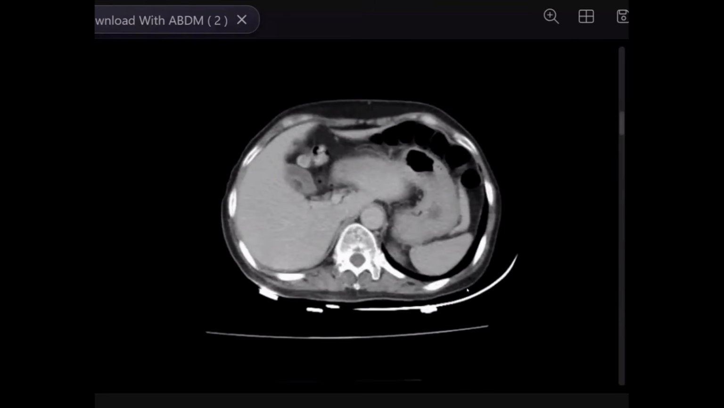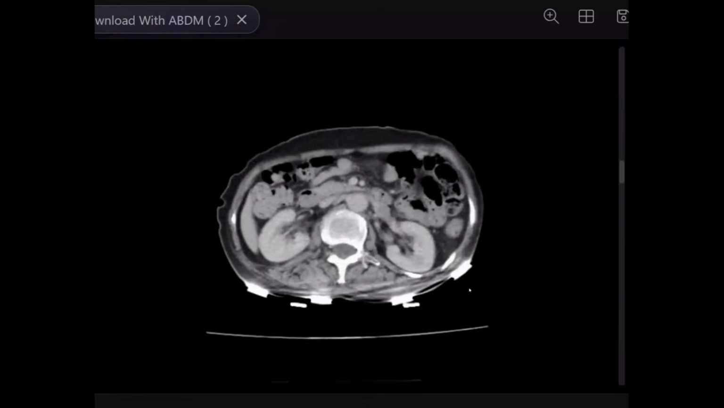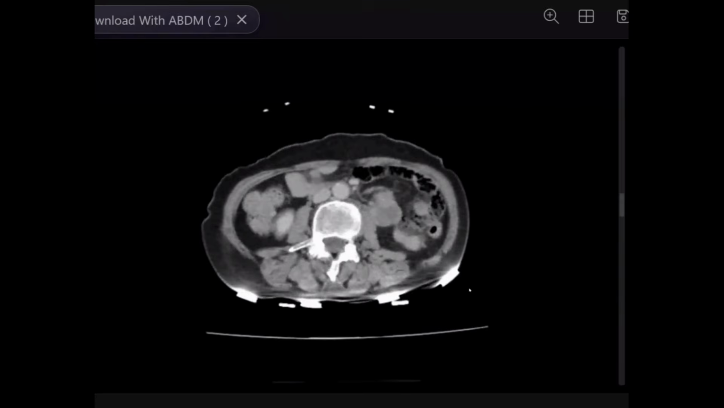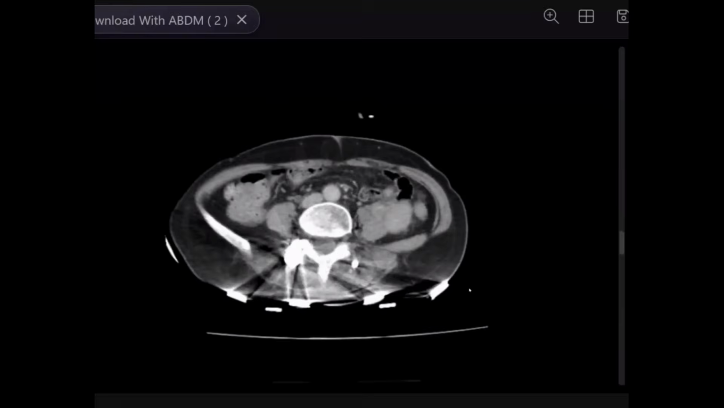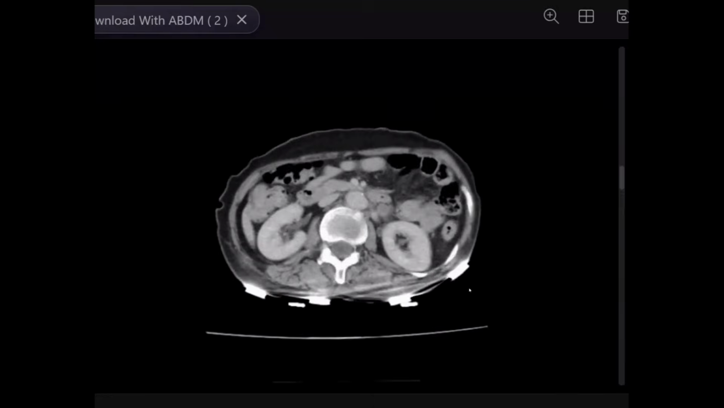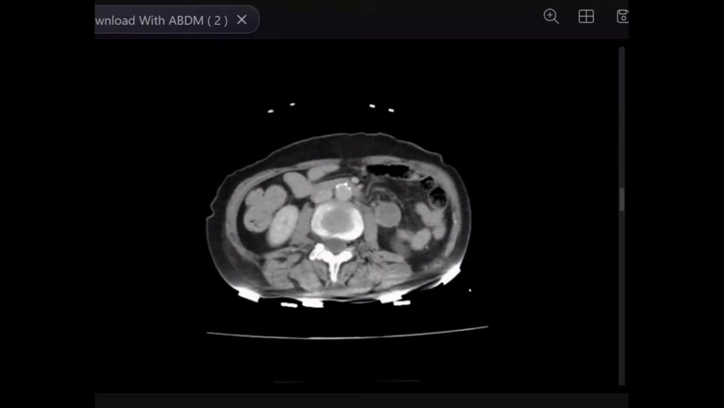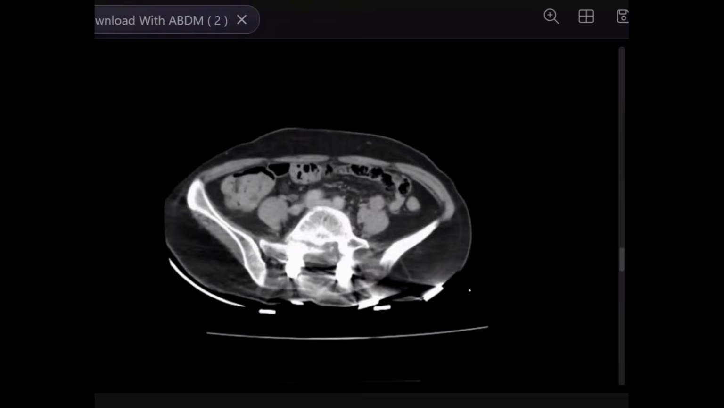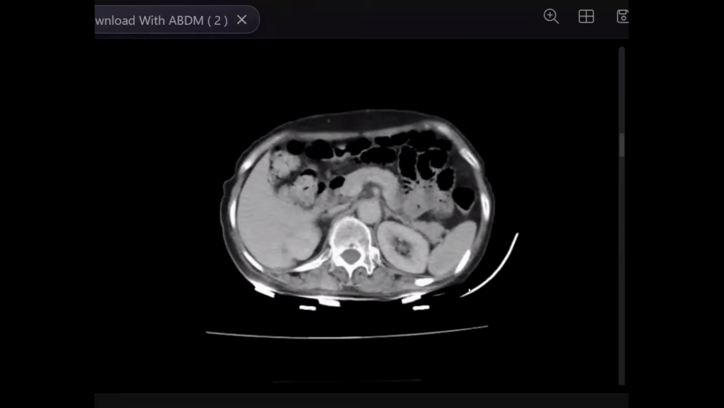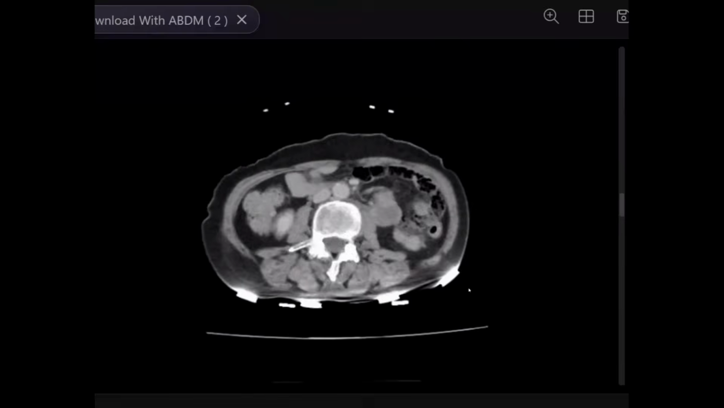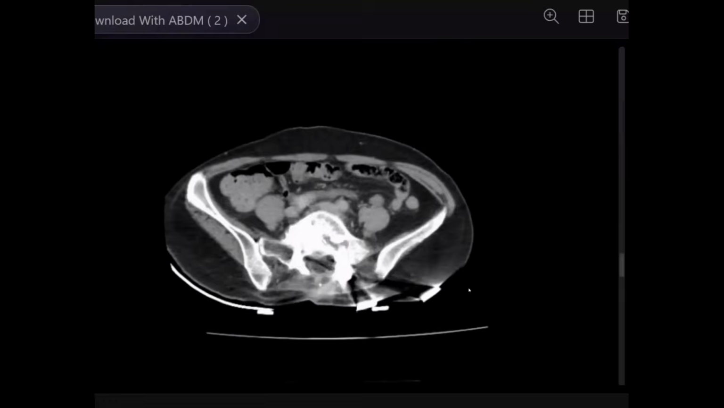Okay, so these are the axial CT abdomen with intravenous contrast. I can see that in the left suprarenal region there is a mass which has some soft tissue and cystic areas. It appears in continuity with the left ovarian vein, as it's arising from the left renal vein and extending down towards the ovaries.